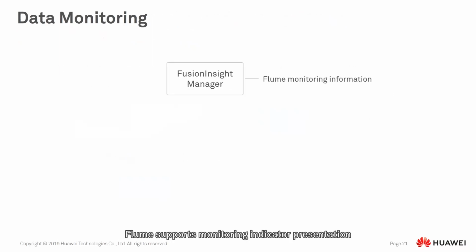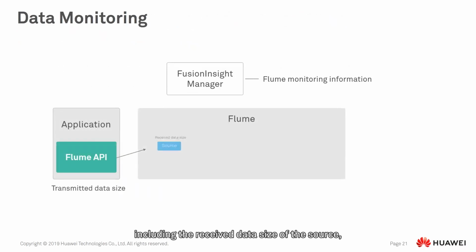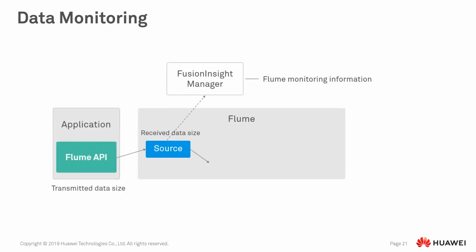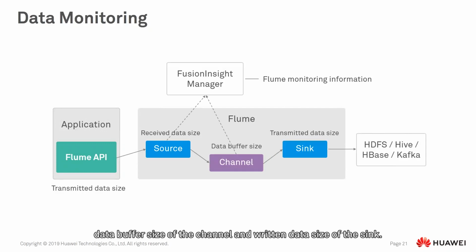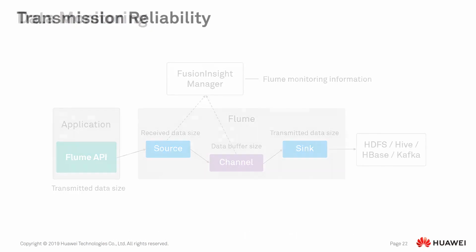Flume supports monitoring indicator presentation over the FusionInsight Manager, including the received data size of the source, data buffer size of the channel, and written data size of the sink. Flume also supports alarms for channel, buffering failure, data transmission failure, and data receiving failure.